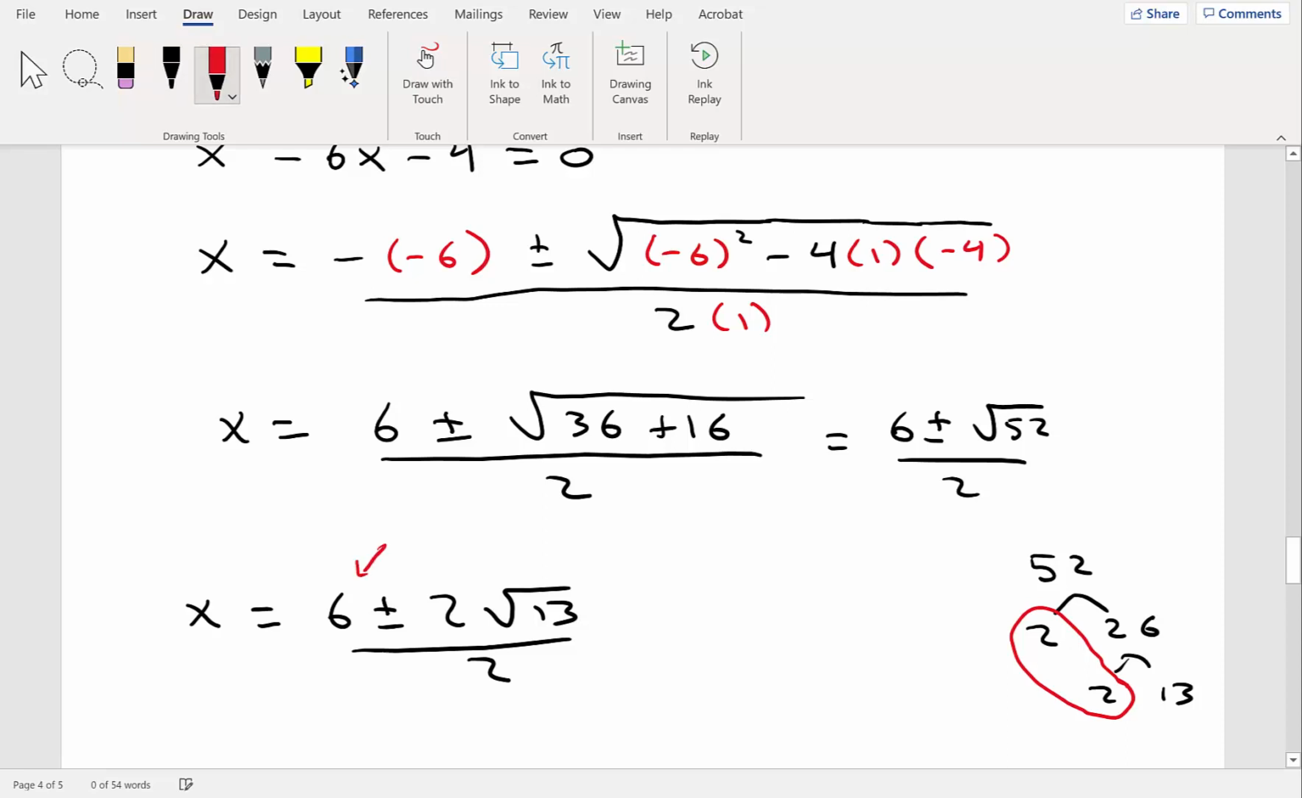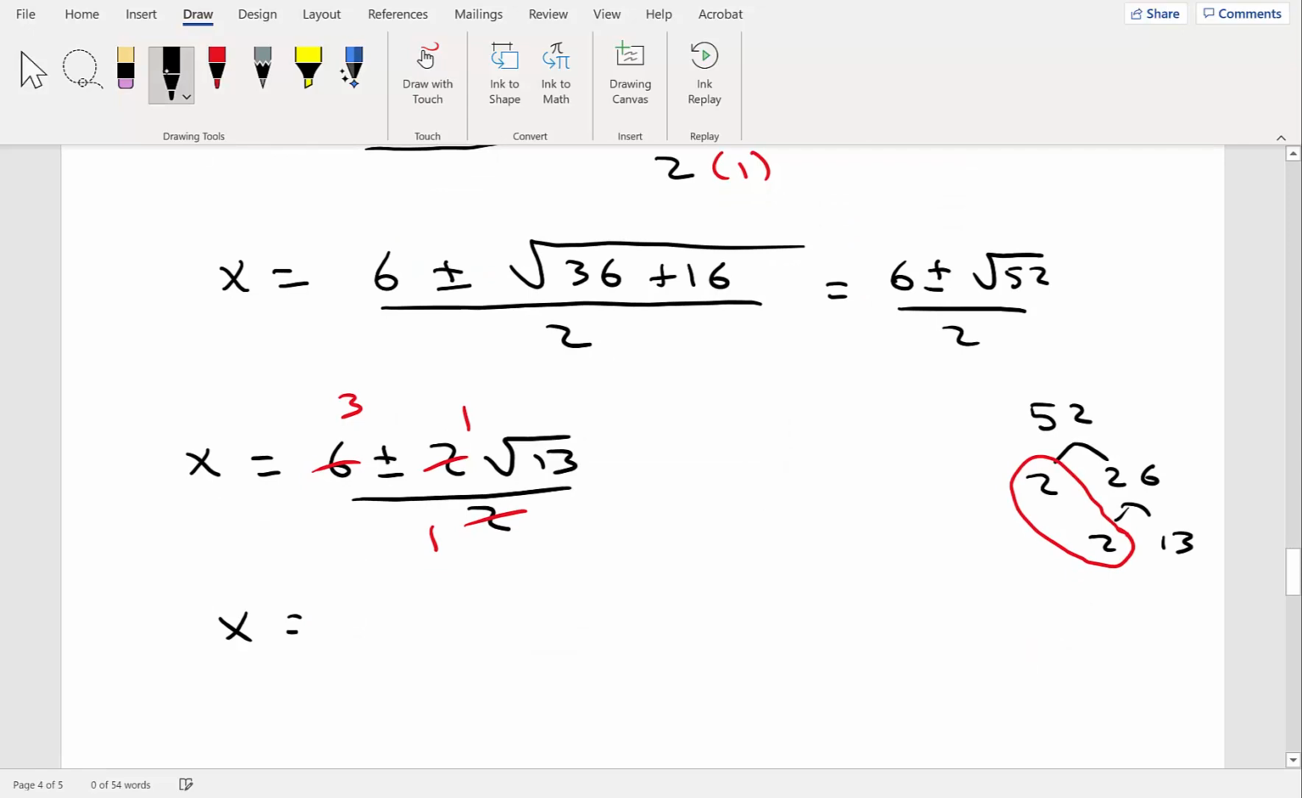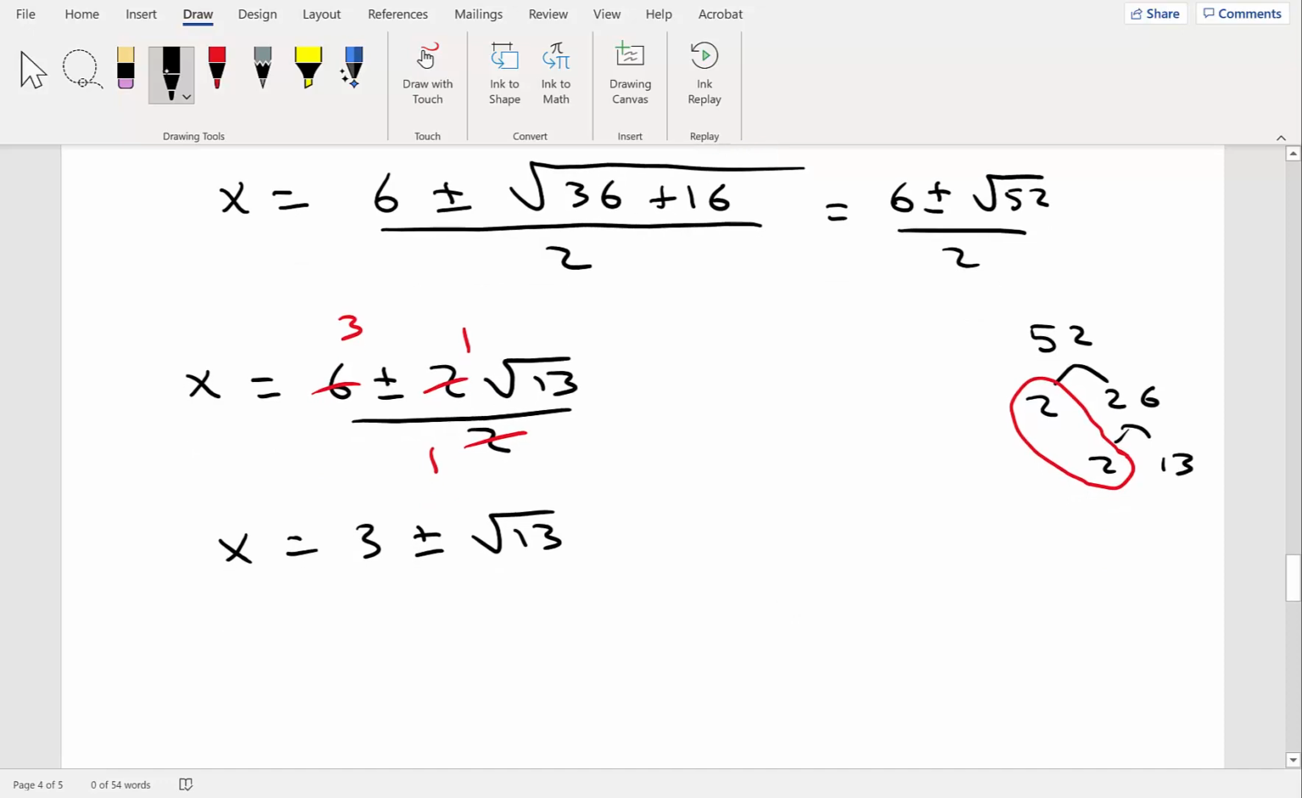And now since each one of these terms is divisible by 2, we could go ahead and divide each one of them by 2 to simplify our answer even further. Well, 2 goes into 2 once, it goes into this 2 once as well, and it goes into 6 3 times. So I have x is equal to 3 plus or minus the square root of 13. And if I separate my answers, I have x is equal to 3 plus the square root of 13, and x is equal to 3 minus the square root of 13.